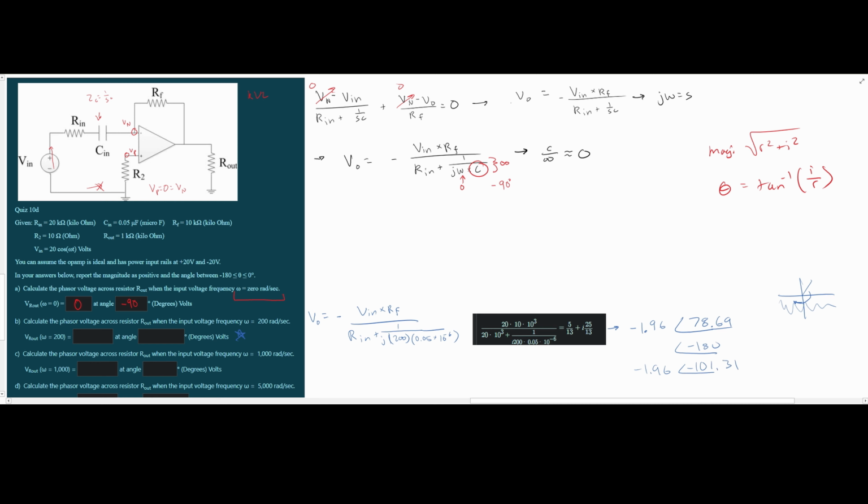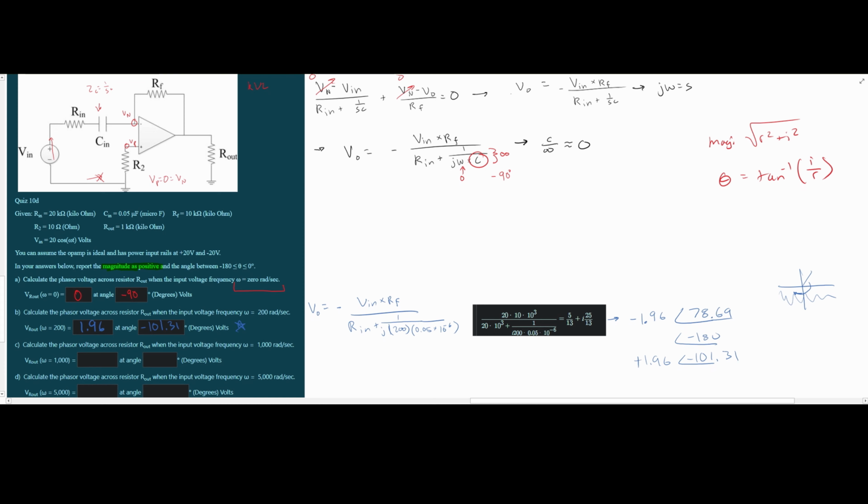And so we're going to get negative 1.96 with an angle of negative 101.31. And since it also says in our values that the magnitude is positive, it says it right here, we're going to have to make this magnitude positive by just making it a positive. And so our answer here is going to be 1.96 at an angle of negative 101.31 degrees. So that's the answer for that part.